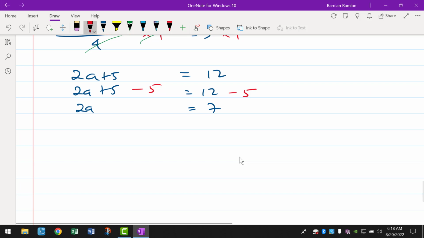And then divide both sides by 2, right? So 2a divided by 2 is just a, and 7 over 2 stays as 7 over 2, or if you want to write it as a decimal, that will be 3.5. Okay, that's the basic concept.